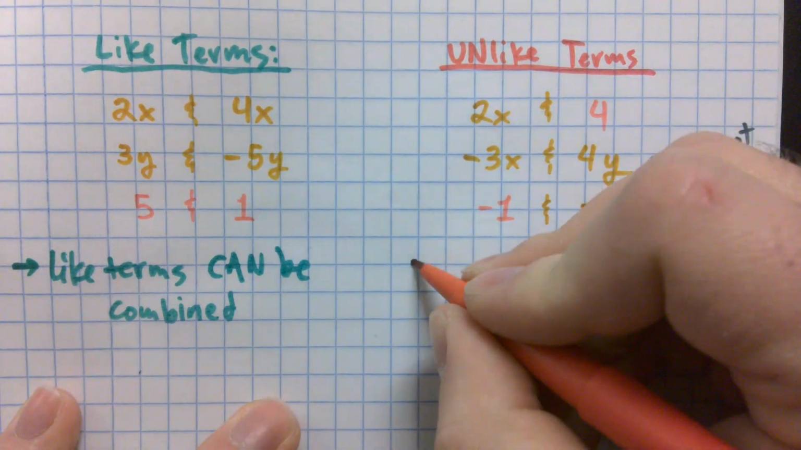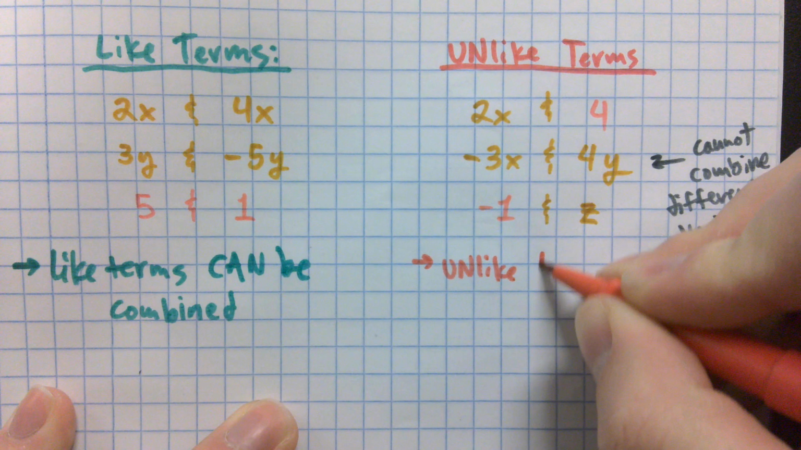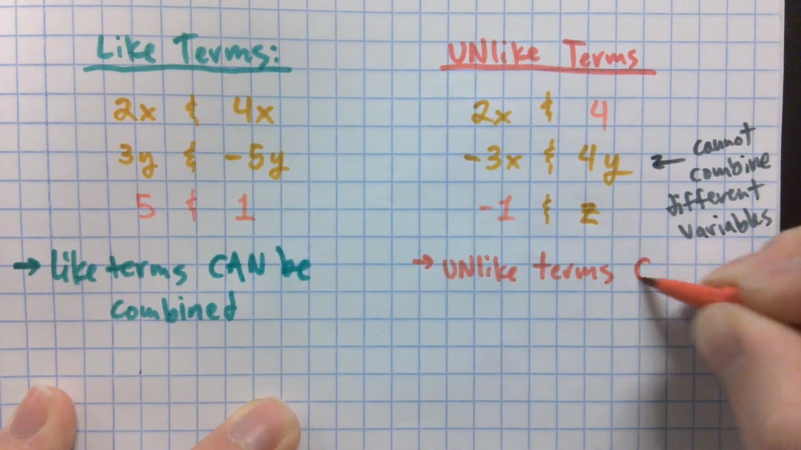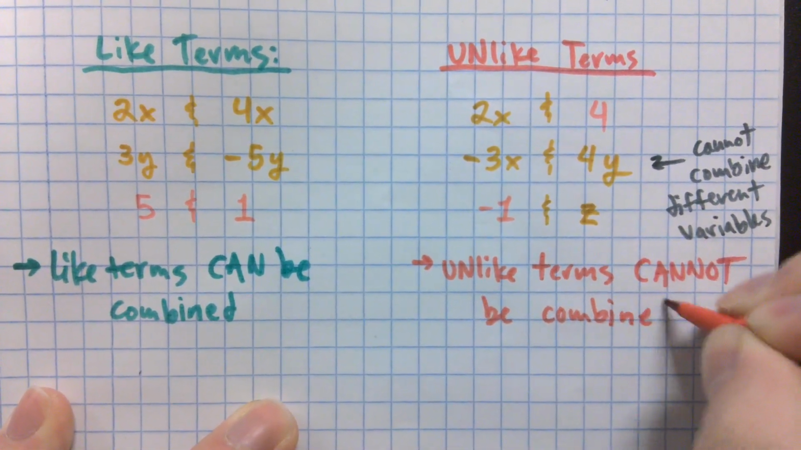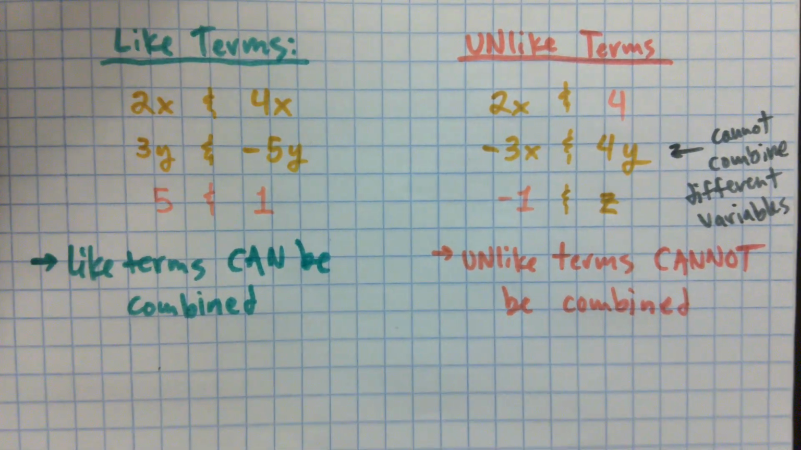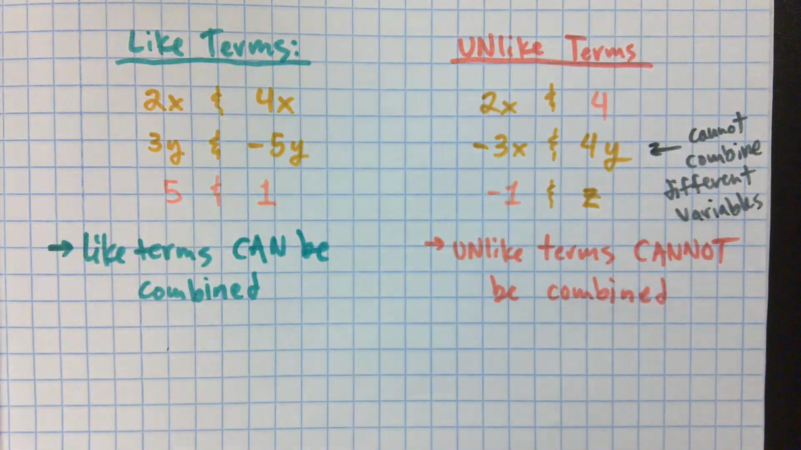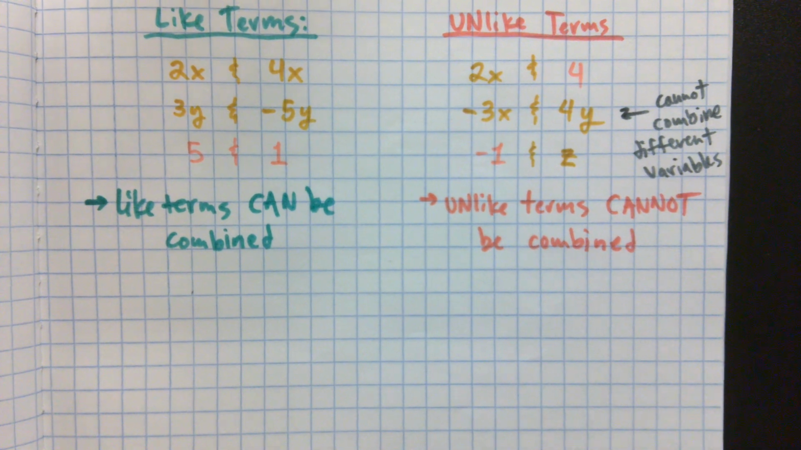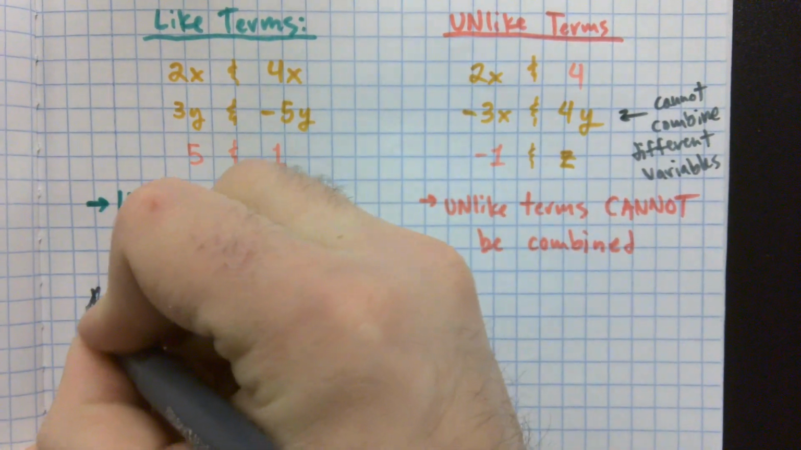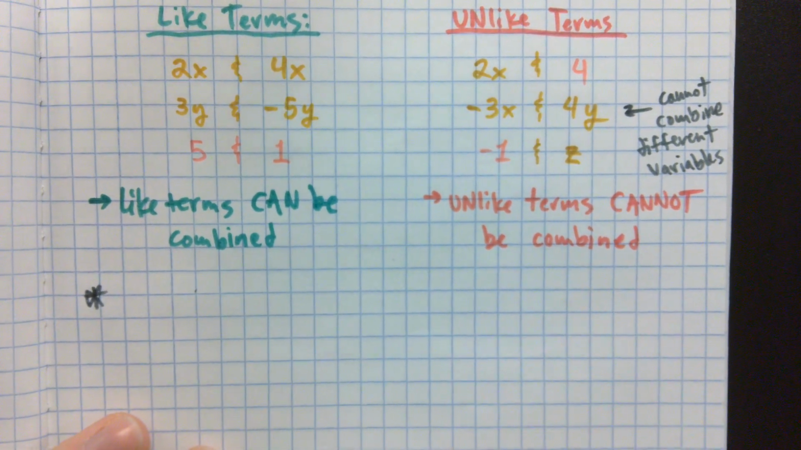Like terms can be combined. Unlike terms cannot be combined. And when we're talking about combining, we mean adding or subtracting.